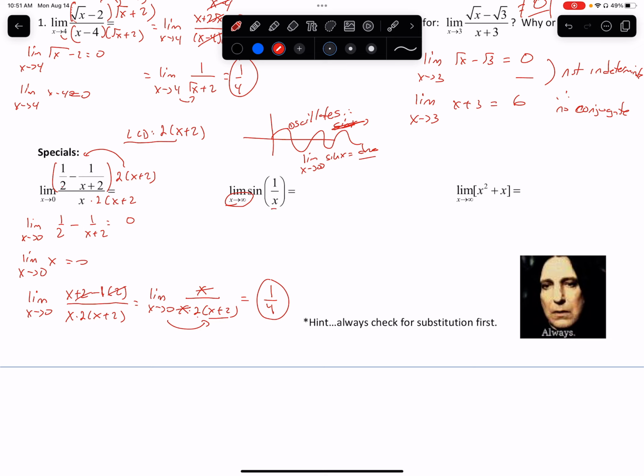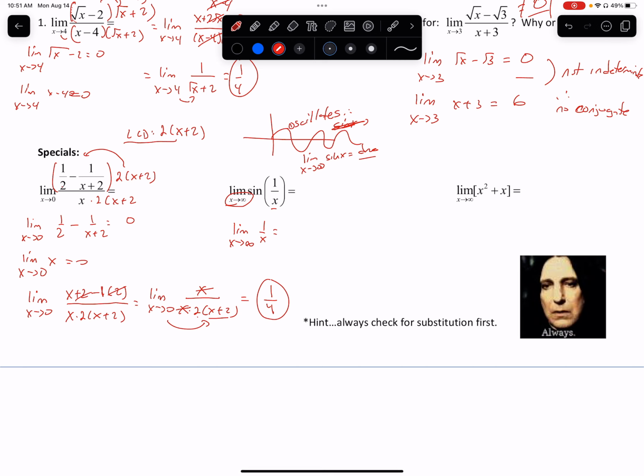So sine of x just gives me a DNE. But what happens if we have sine of 1 over x? Well, so let's take a look at this. This is sometimes what we use like an inside rule, like your composite function. Look at the inside. The limit as x approaches infinity of 1 over x.